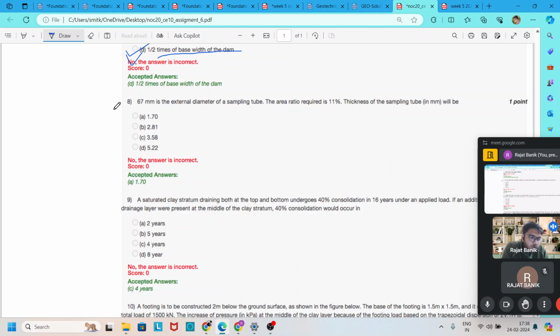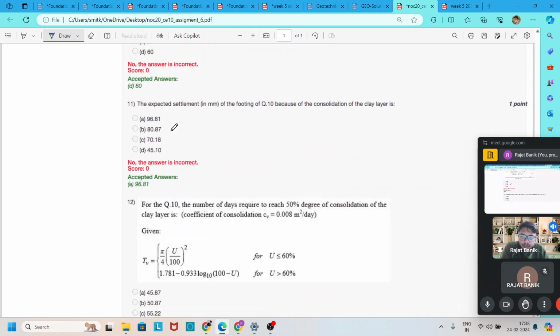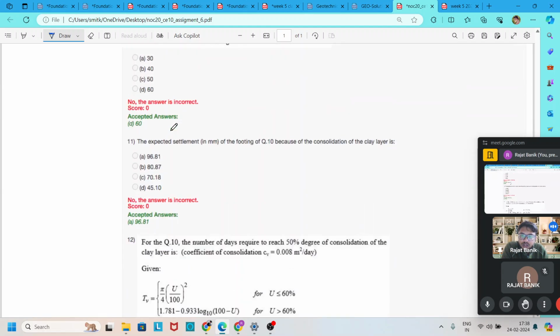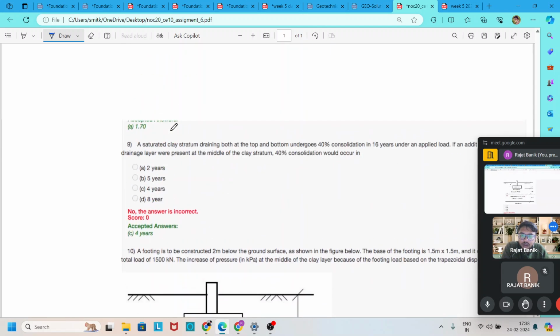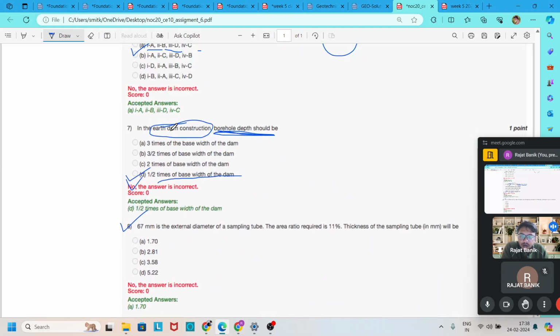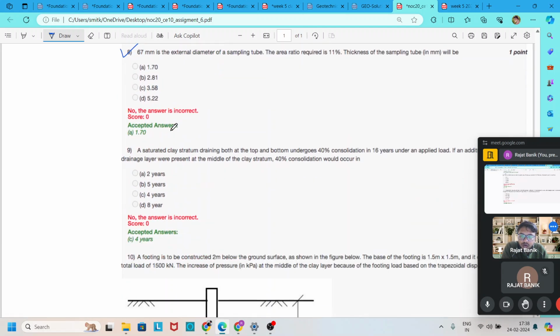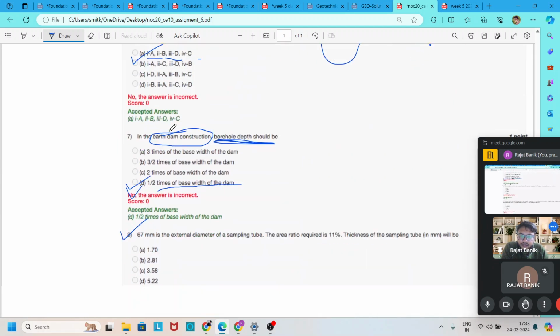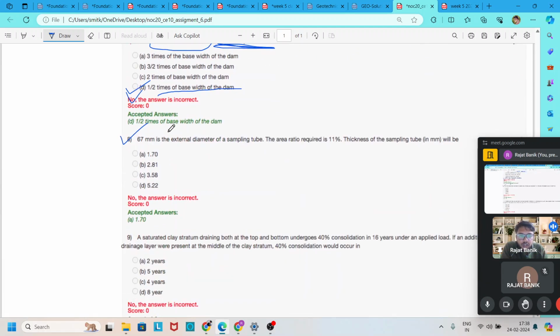Now we move on to question number 8. We have to solve another question, 5, 6, 7 questions, 5 questions are remaining. So we move to question number 8.